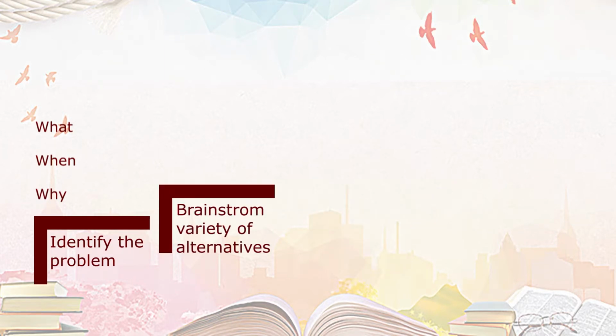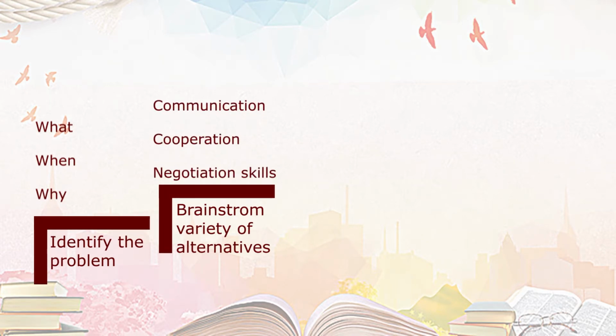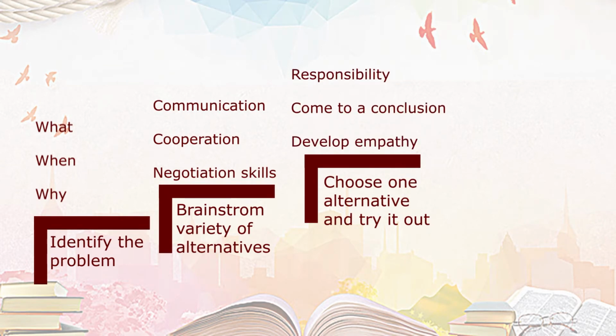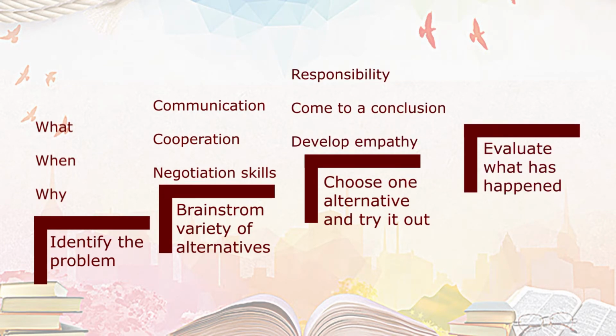The second step of brainstorming promotes the children's communication, cooperation, and negotiation skill. They also learn to express their ideas with ease. The third step of choosing an alternative helps a child to take up responsibility, come to a conclusion, and develop empathy. In the last step of evaluating the outcome, the child learns to assess their own choices, learn from mistakes, and try to be independent.